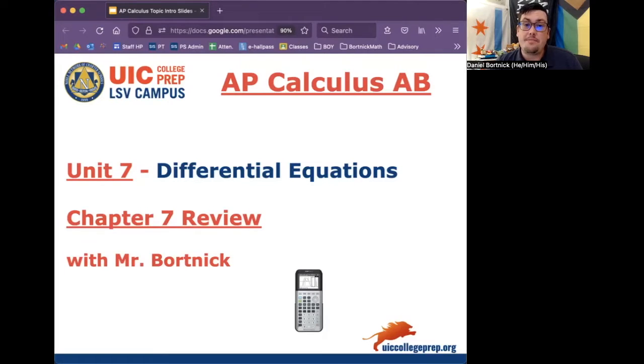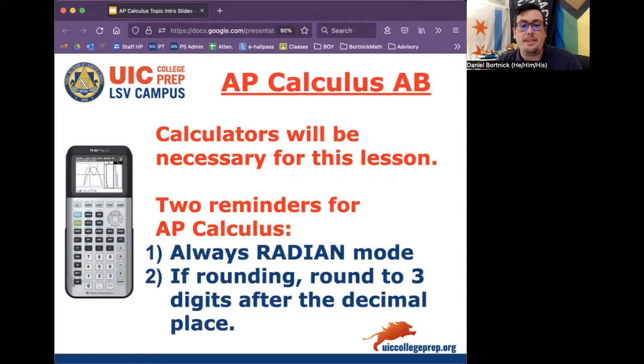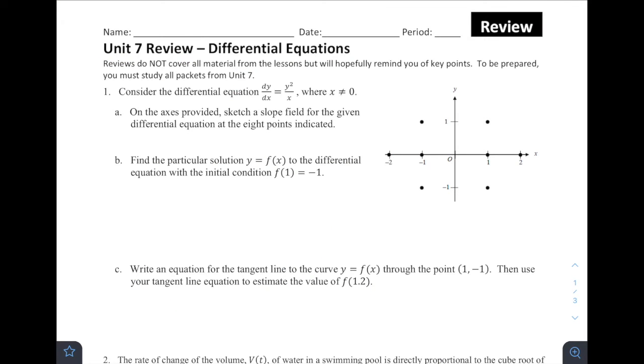A reminder that today is going to be a calculator lesson, so you might want a graphing calculator for what we're about to do. And also a reminder, in AP Calculus AB, you always want your calculator in radian mode, and you should be rounding to 3 digits after the decimal place. Enjoy today's notes. All right, everybody, welcome to the Unit 7 review on differential equations.